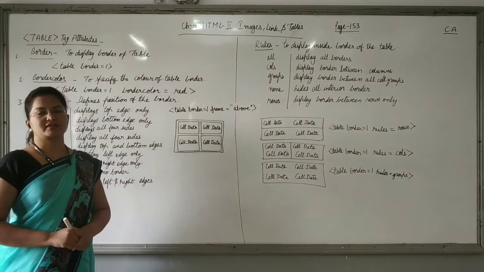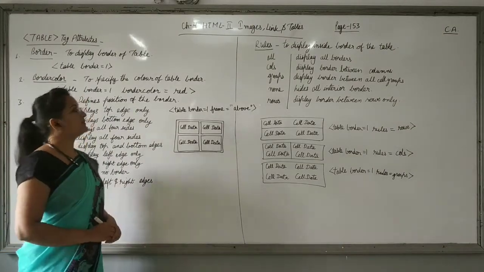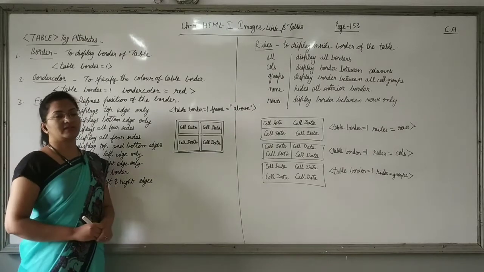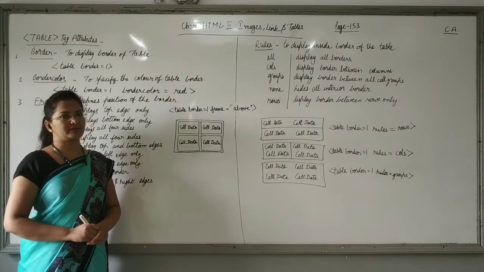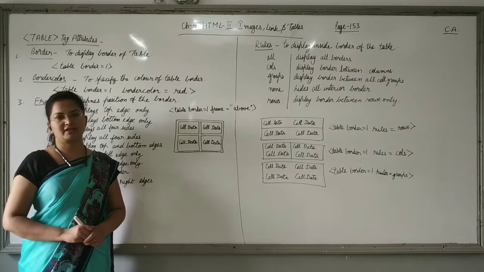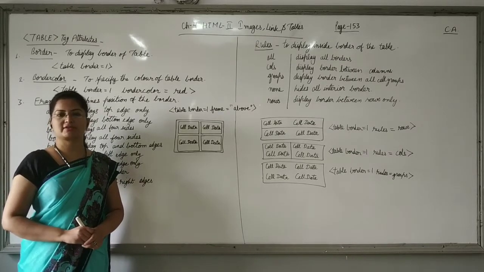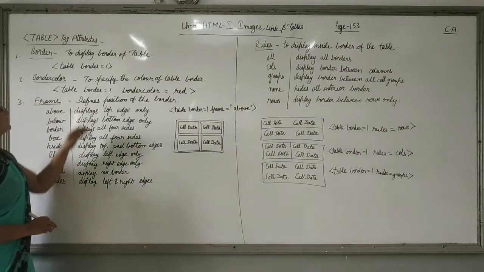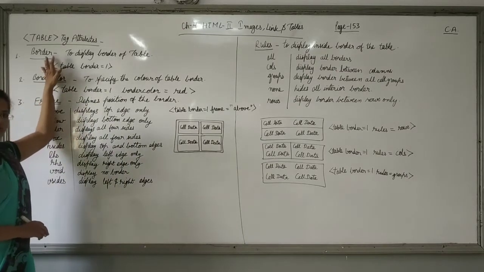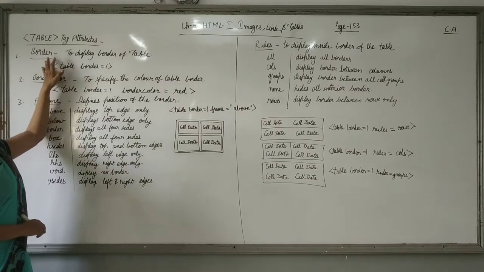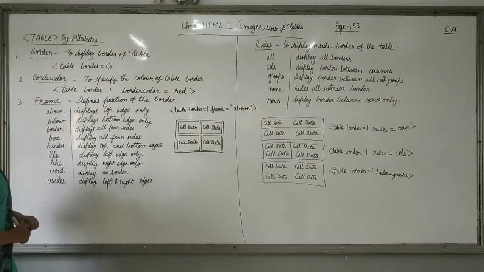Welcome to the session, students. Today we will continue the same chapter, Chapter 4, HTML 2: images, links and tables. Students, we have studied how we can write the HTML code for tables. But now we will study the attributes. There are many attributes for the table tag, so today we will study the attributes of the table tag.